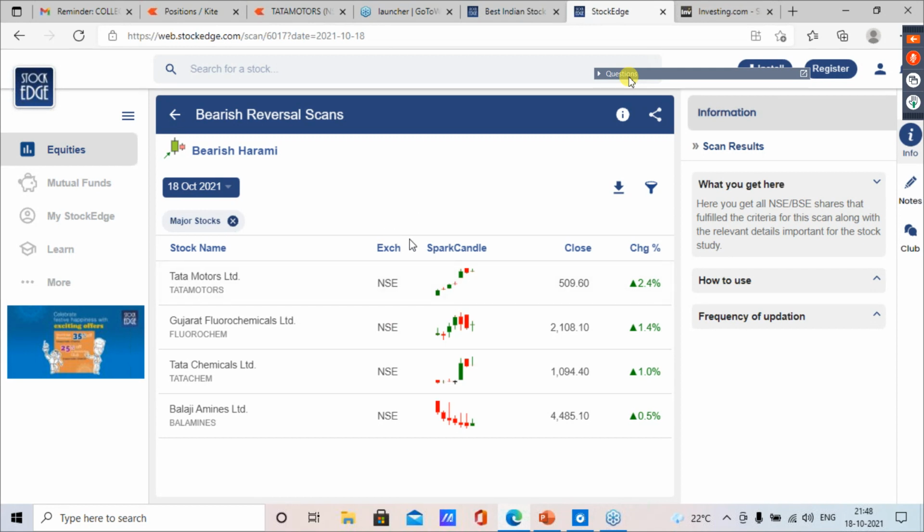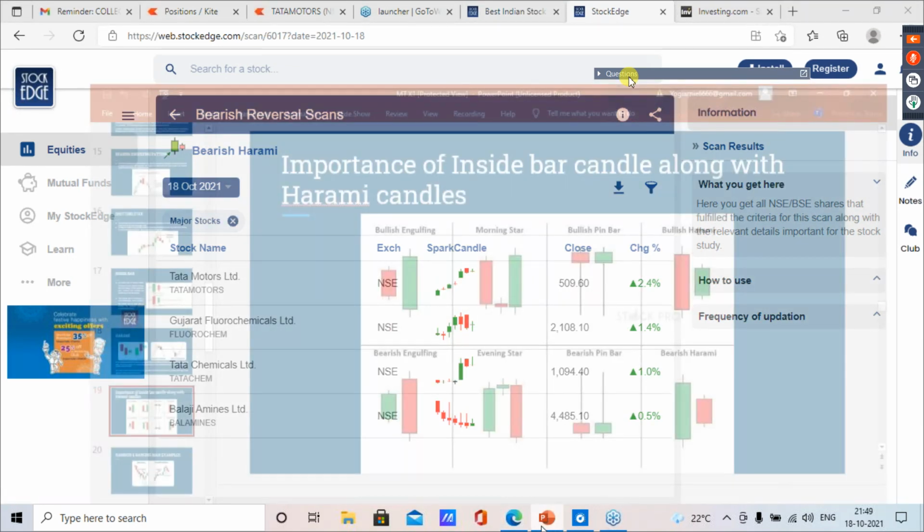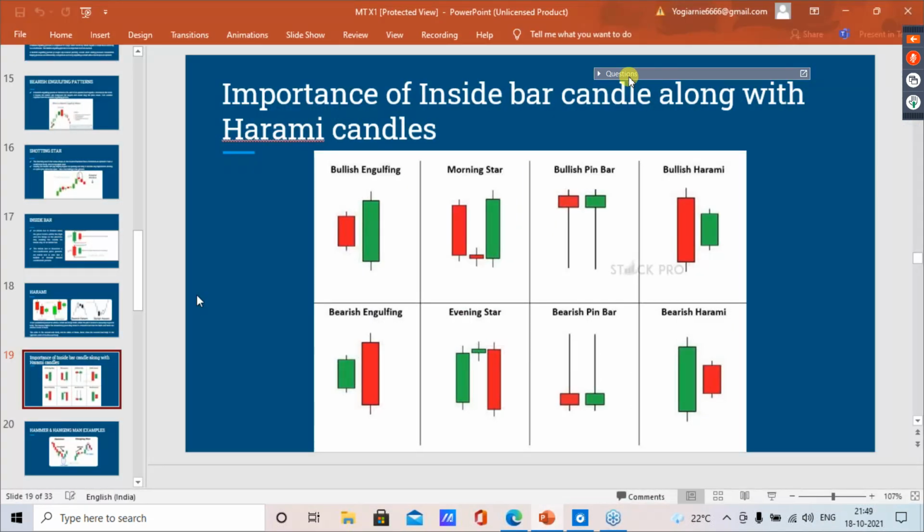So you have to use only the candlestick scanner in this app. The rest of the things I'm not sure about, because these candlestick scanners are accurate. And this will help you to find out the stocks based on the 7 to 8 candlestick patterns that we have discussed.